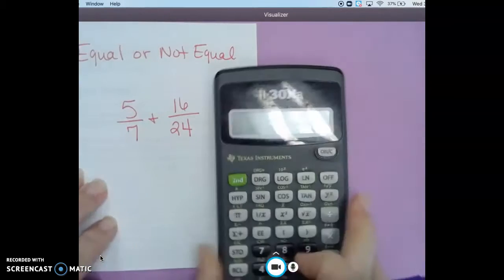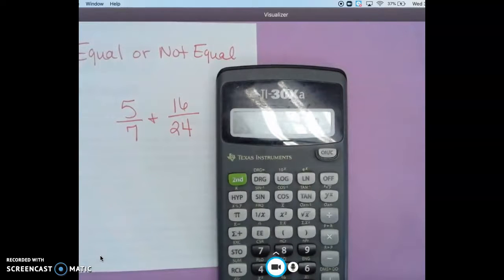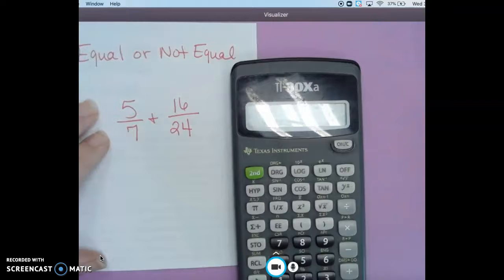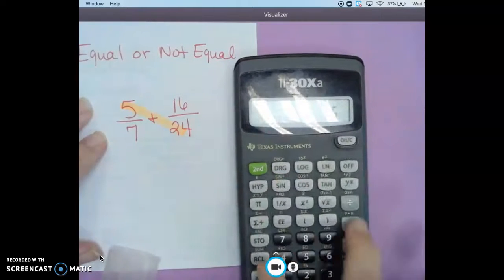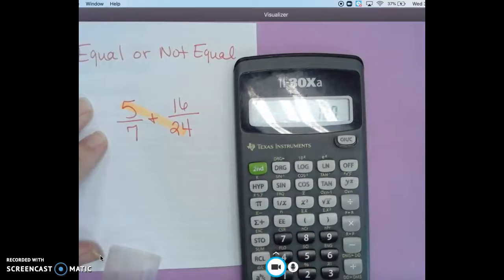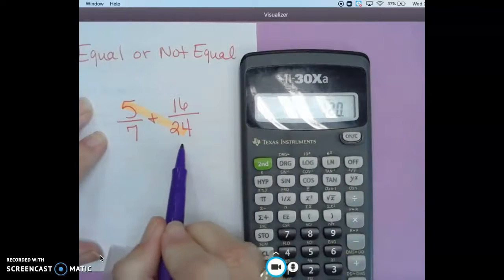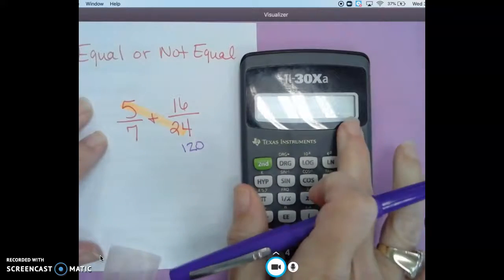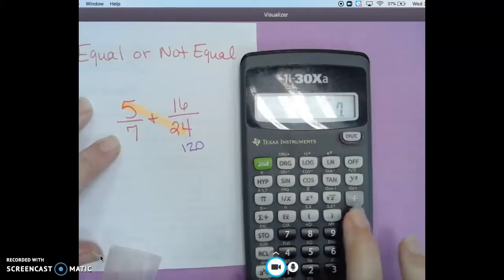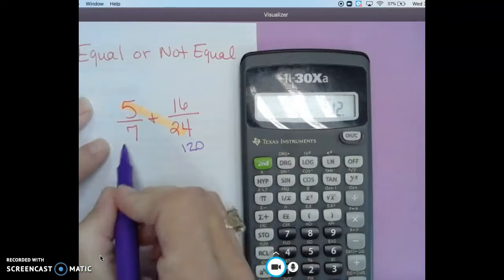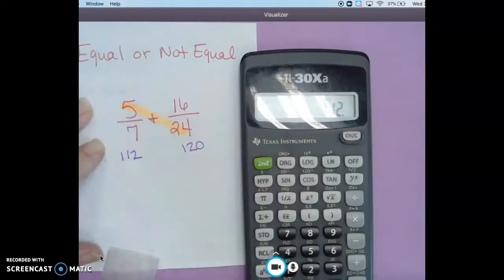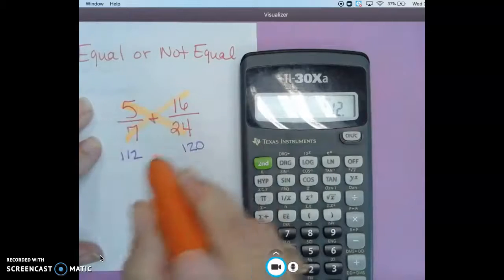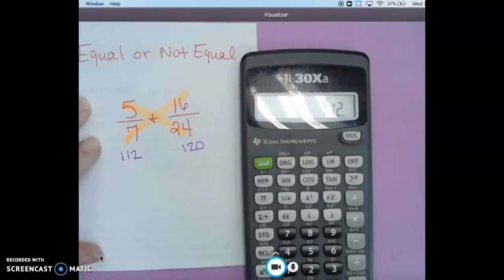So we're trying to determine proportional or not, which I put as equal or not equal, but that's the same thing as proportional. Again, I'm going to look at my diagonal. 5 times 24 is 120, and 7 times 16 is 112. So my answer for this one is going to be no as well. No, it is not equal.